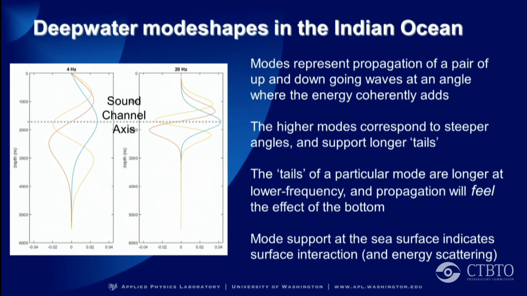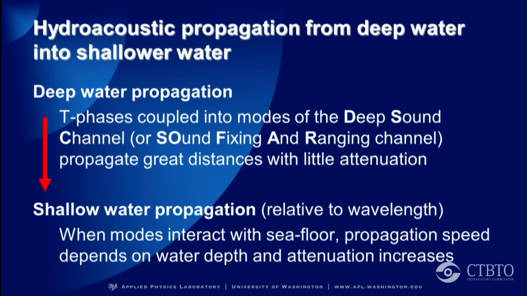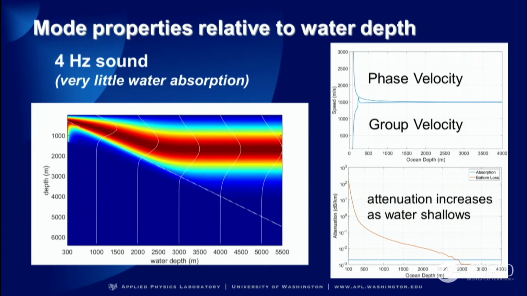So in deep water propagation, which I just showed, we have these T phases that I'm now assuming have been coupled into the deep sound channel, and then they propagate into shallow water where the modal tail will start interacting with the bottom, and we actually will see an increase in attenuation. So here I'm showing that mode shape. You can see this first mode here. This is the deep water mode. It's not seeing the bottom.